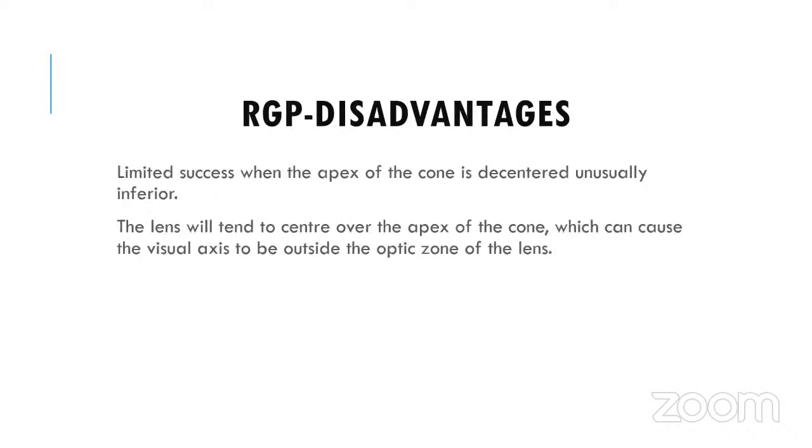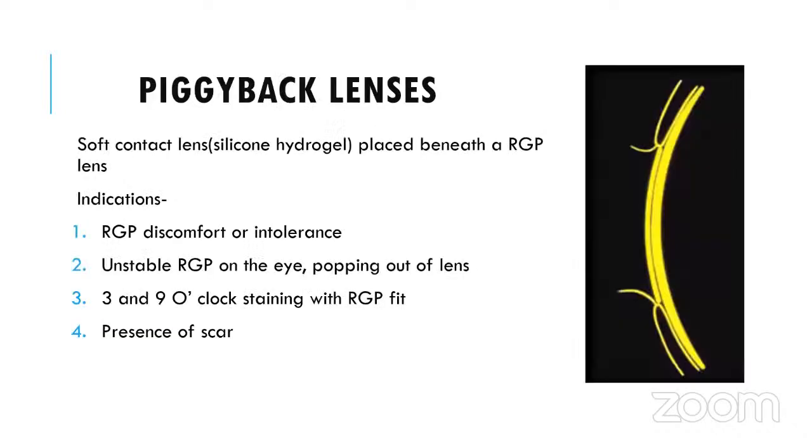Disadvantages are limited success when the apex of the cornea is decentered, usually inferiorly. The lens will tend to center over the apex of the cornea, which can cause the visual axis to be outside the optical zone of the lens.